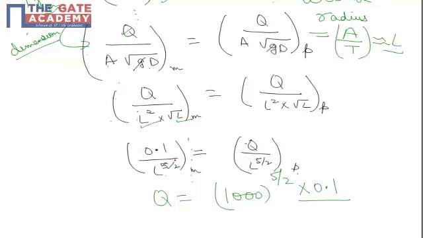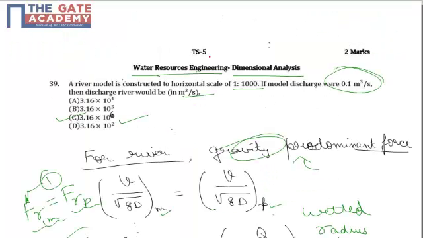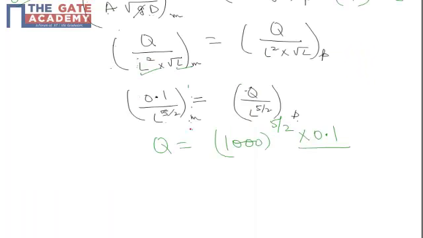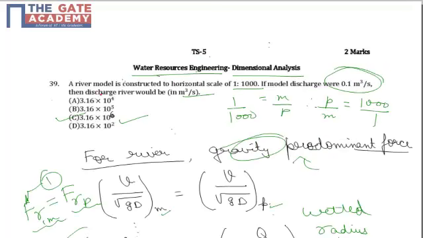Just take the ratio of L of prototype to L of model. The scale given as 1:1000 is definitely for model to prototype, so for prototype to model, it comes out as 1000:1, which we have done in equation number 2. This is marked as equation number 1. So Q comes out as 3.16 into 10 to the power 6.